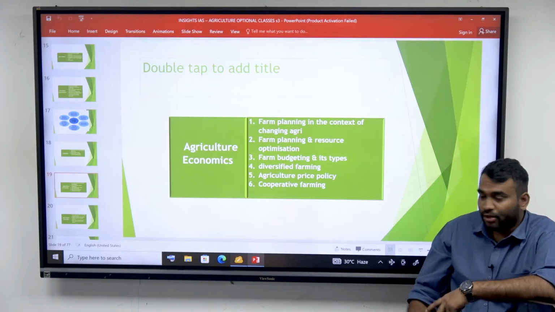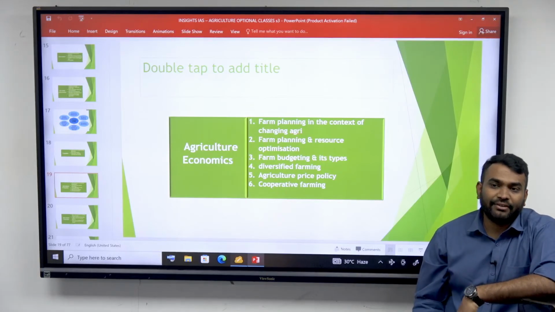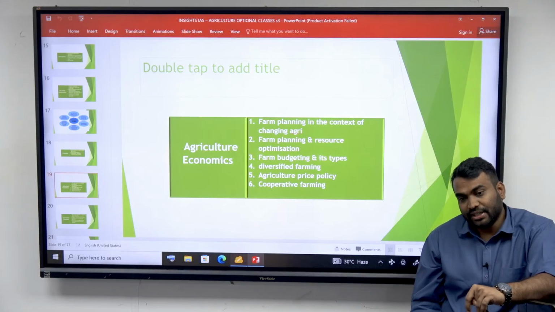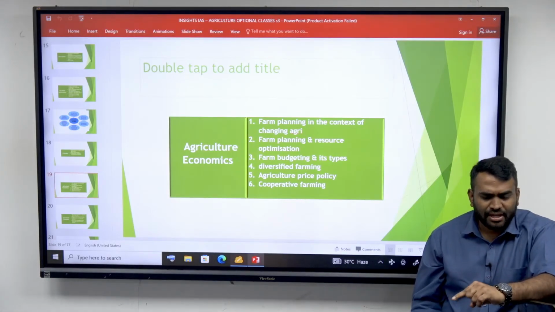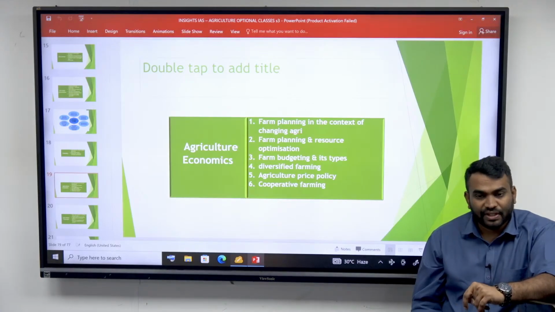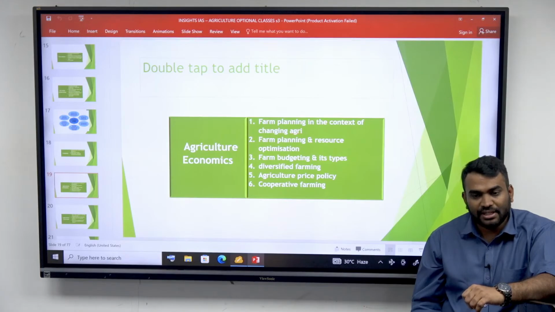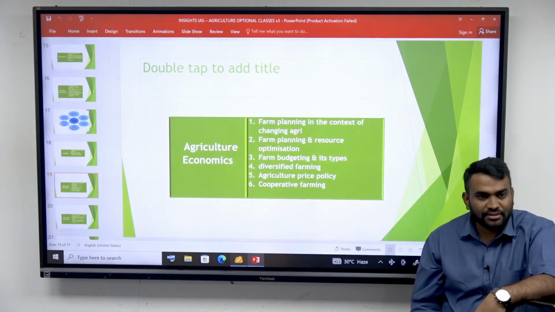Here the other main topic is farm planning in the context of changing agriculture. When I say changing agriculture, if you take the Indian agriculture scenario pre-1990, that is before the LPG reforms, it was mainly for the domestic market. We were not focusing on export. But after globalization, the world has essentially become a global market. Now we are focusing more on export.